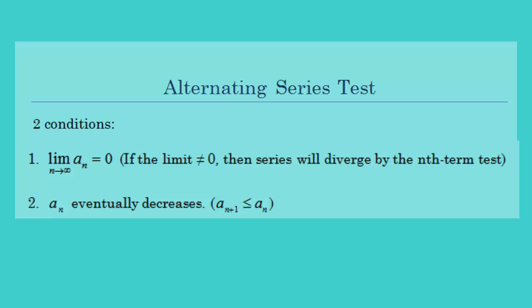So to conclude, the alternating series test has two conditions. You have to take the limit of the corresponding sequence and make sure that equals 0. If not, you stop and it diverges by the nth term test. And then the second part, you have to show that it decreases, or at least decreases eventually. And if those two conditions are met, then you can say the series converges by the alternating series test.